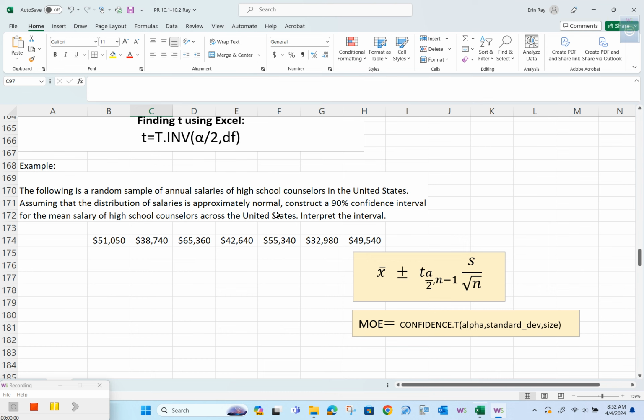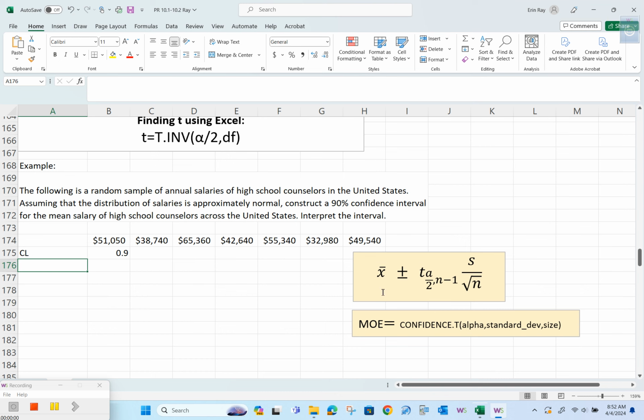So this time they told us that it was approximately normal because our n is very clearly not bigger than 30. We only have a few samples given to us here. Then it says, construct a 90% confidence interval for the mean salary of high school counselors across the U.S. and interpret. So first thing we were given was the confidence level of 0.90 or 0.9. And then we're given sample information, but that's it.